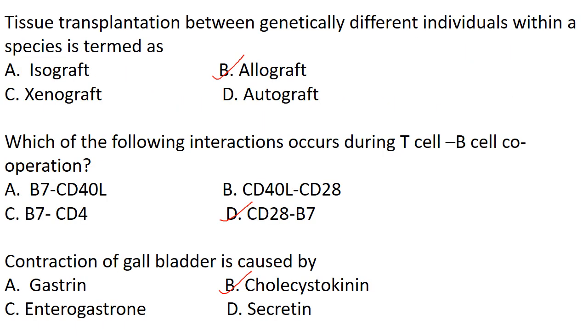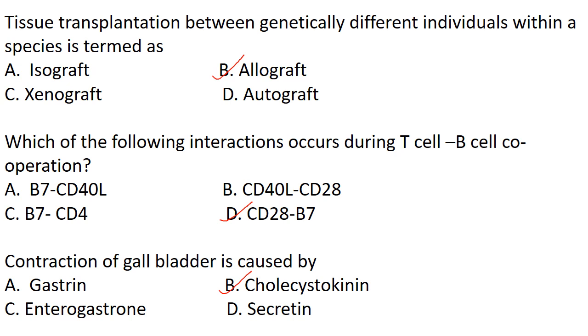Then next one. Tissue transplantation between genetically different individuals within a species is termed as allograft. Answer is option B. What is isograft? It is a type of transplant in which the donor and the recipient are genetically identical. An example is graft between monozygotic twins, identical twins. That is called as isograft.